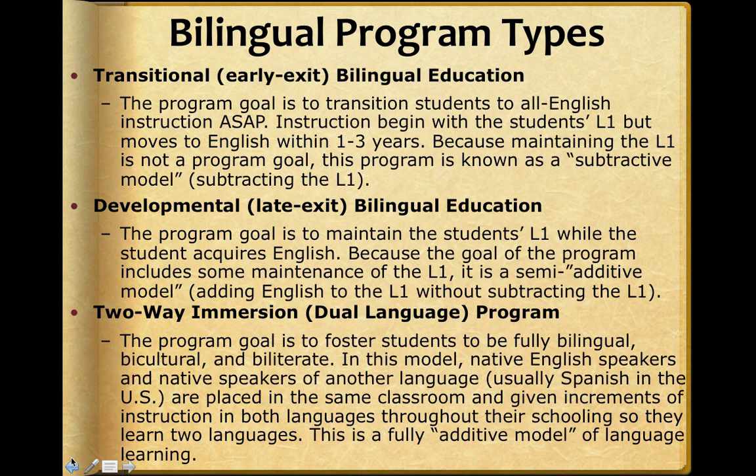Then there's two-way immersion. The term you probably are hearing today is dual language program. So the program goal in a two-way immersion dual language program is to foster students to be fully bilingual, bicultural, and biliterate. So in this model, in the two-way, you actually have native English speakers and native speakers of another language, which in the U.S. tends to be Spanish, and they're placed in the same classroom and given increments of instruction in both languages throughout their schooling so that they learn two languages.